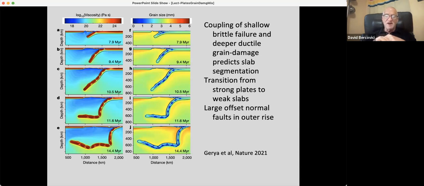But what was also interesting about it, it wound up creating this segmentation in the slabs, almost like an oscillation in the weak zone, that perhaps explains the occurrence of large offset normal faults in the outer rise of subduction zones. And it's a very nice little paper that Taras wrote just a couple of years ago.